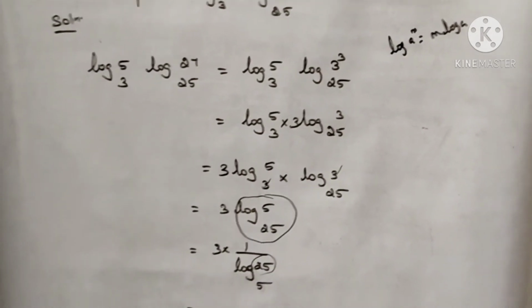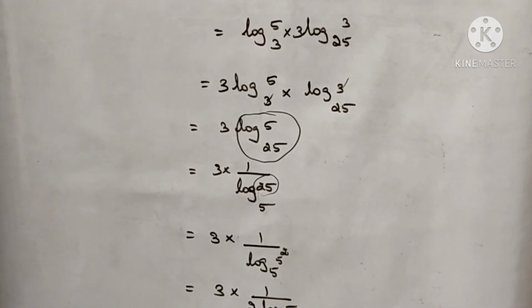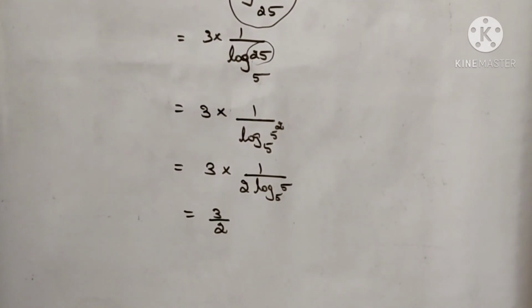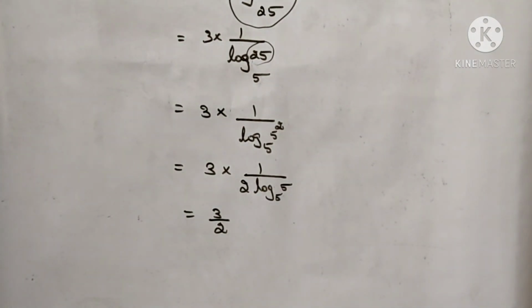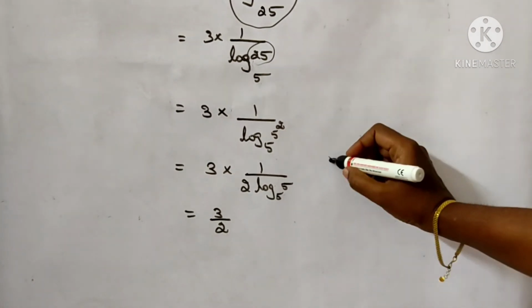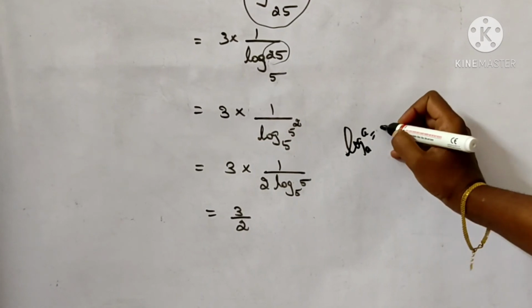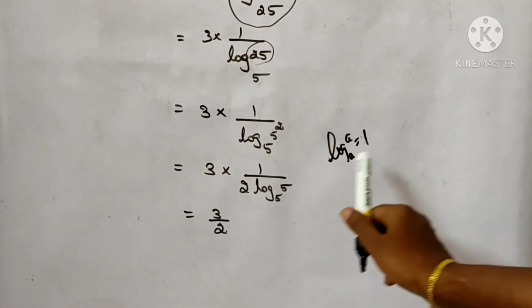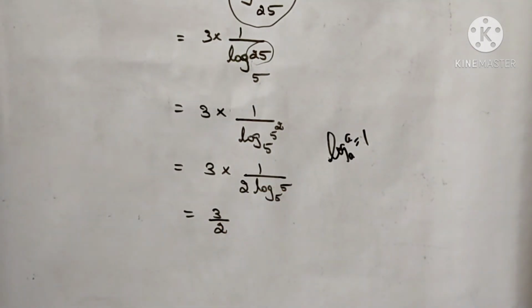Again we substitute the same result: log a power m is equal to m log a. So here we get log 5 square is 1 by 2 log 5 to the base 5. But already you know the result: log a to the base a is 1. So log 5 to the base 5 is 1. So the balance value is 3 by 2. This is the answer of the question.